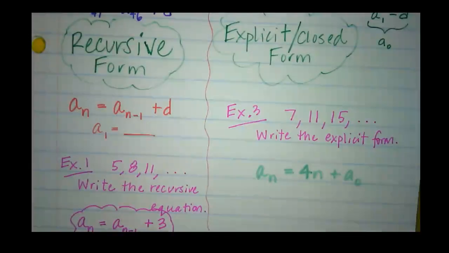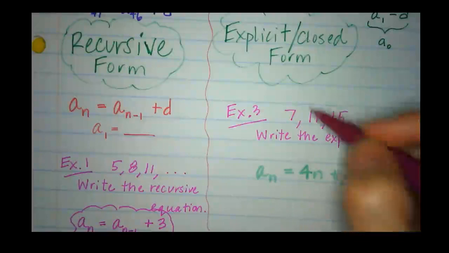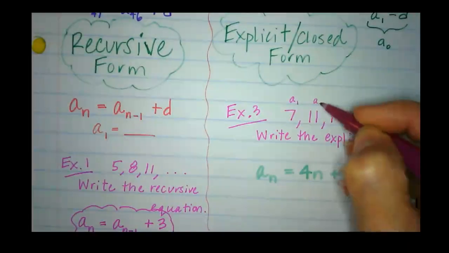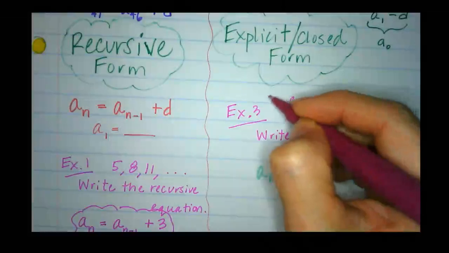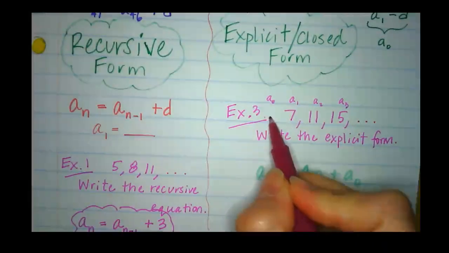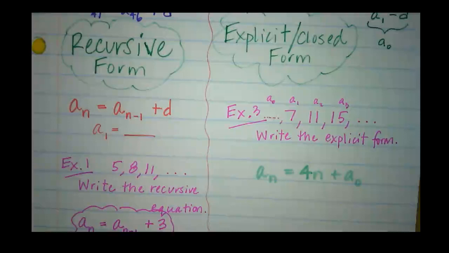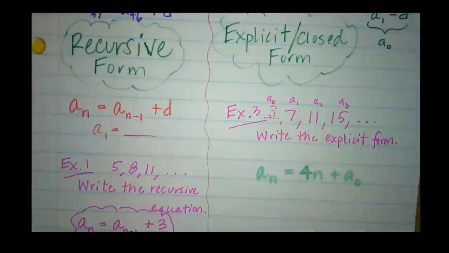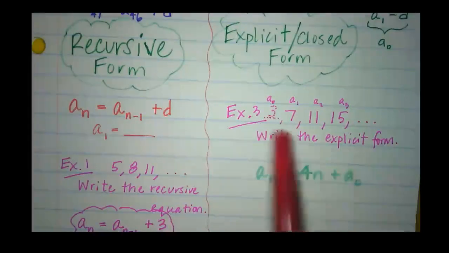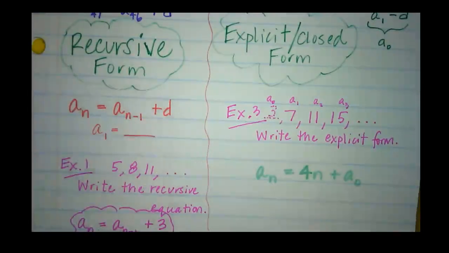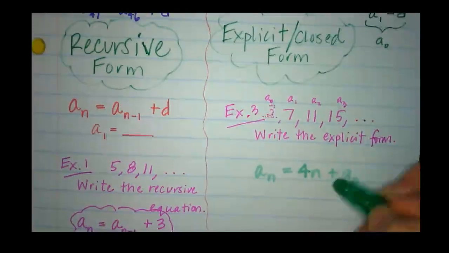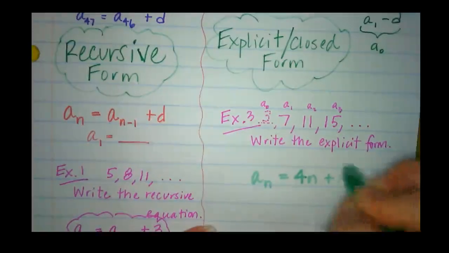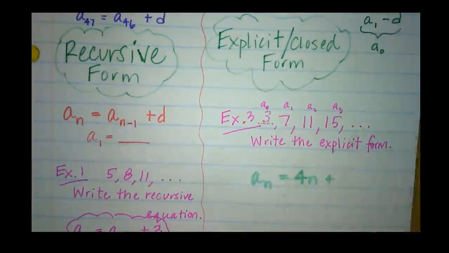So what we need to do is think about if this right here is the first term, and that's the second, and that's the third, what would be, if there was a term out here in front of the 7, what would it be? And hopefully you can come up with that it would be a 3. And I'm going to put it in dotted since it's not really there. But the 0th term is 3. So now what I'm going to do is replace A0 with a 3.